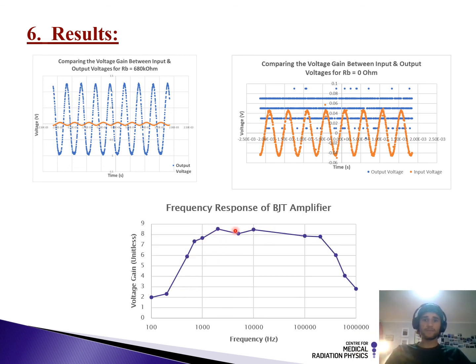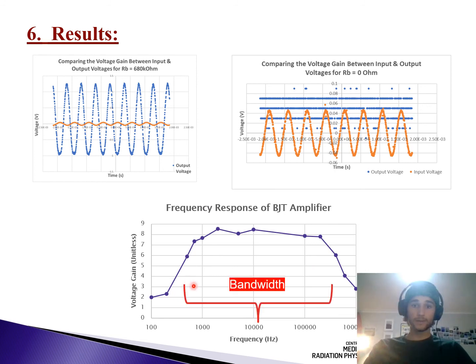The frequency response of this circuit reveals a relatively constant and high voltage gain between the frequencies of 1000 Hz and 200,000 Hz. Above and below these respective values, we observe a clear drop-off in the voltage gain. This frequency range of stable voltage gain is what is known as the bandwidth of the circuit.